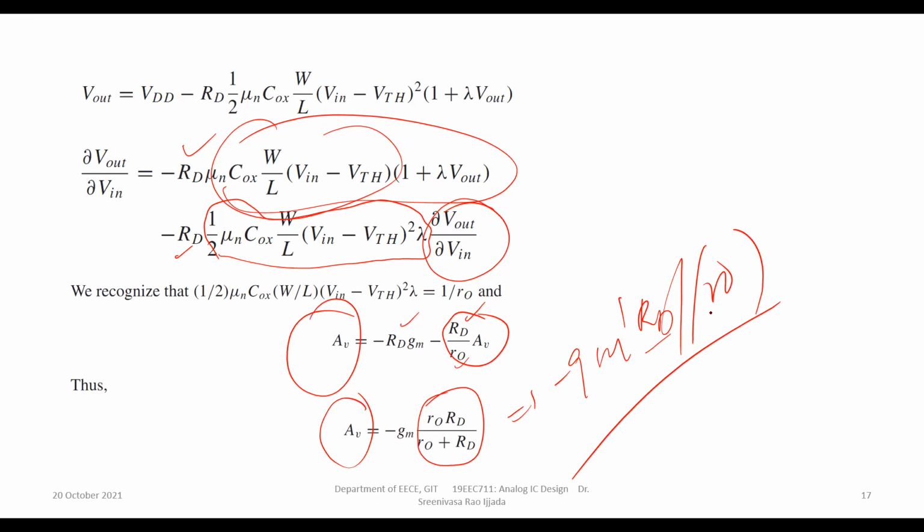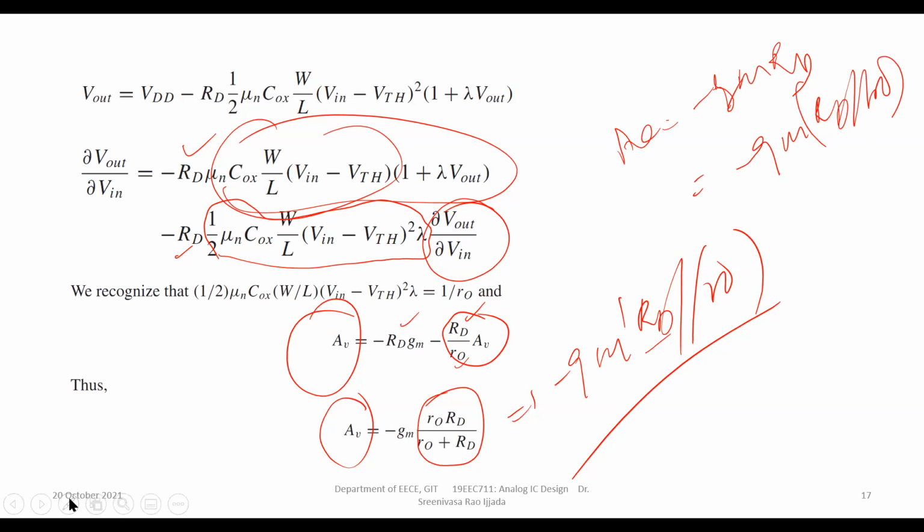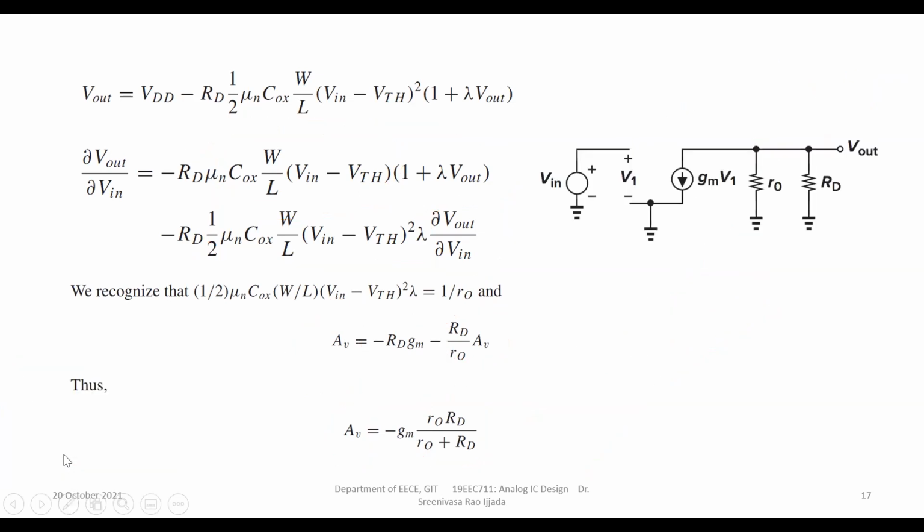So what is the difference between the earlier and now? Earlier, the AV value without channel length modulation, CLM, was minus GM into RD only. Now it is modified as minus GM into RD parallel with R naught, with the inclusion of the channel length modulation. So see here, I will modify our small signal model. Earlier this was not there. Now this is added.